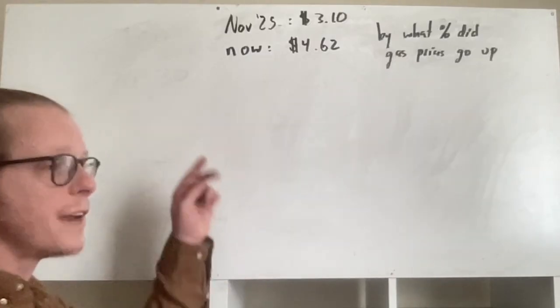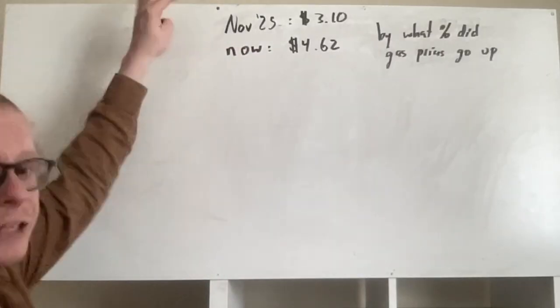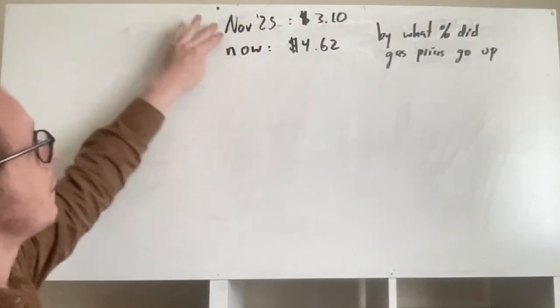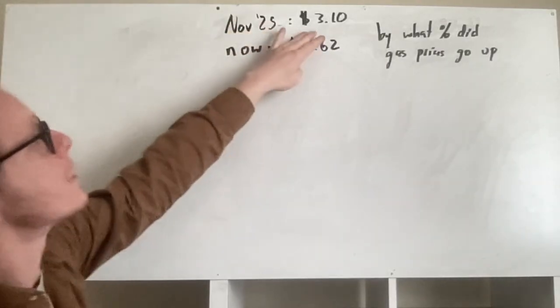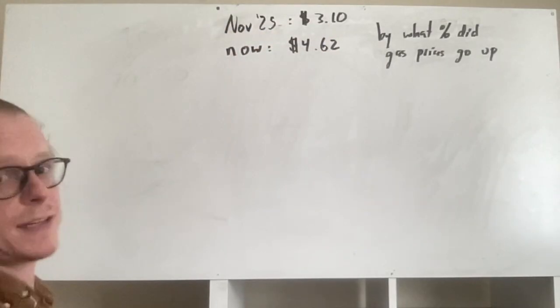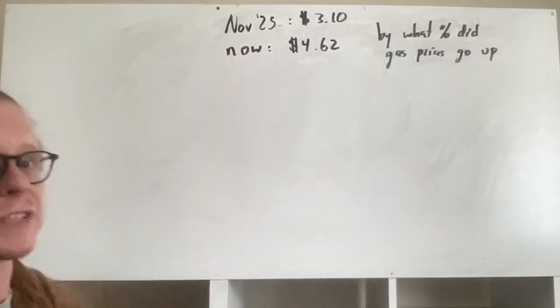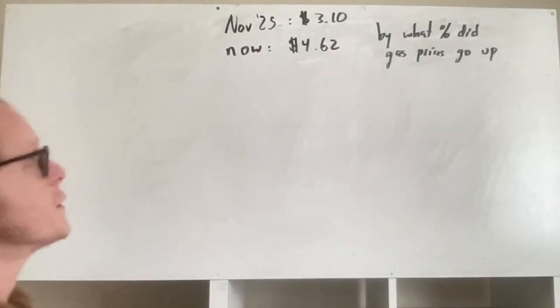Okay, so now, like I said, we're going to take a look at percent increase. These are sort of accurate numbers, but I didn't actually check, okay? But we can imagine November of last year, gas was $3.10 national average. Now the national average is $4.62. By what percent have gas prices gone up in this period?